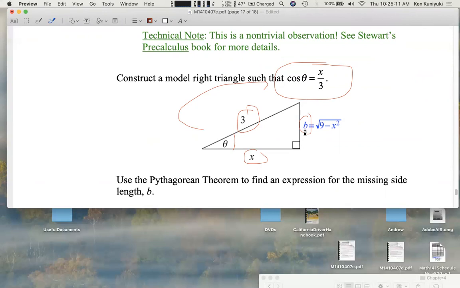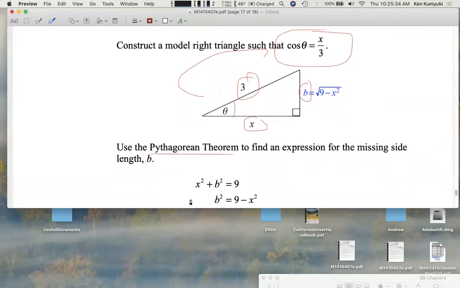I'm calling it b here. You could call it a or something else. It turns out to be the square root of 9 minus x squared. And how do we get that? Well, what theorem will relate these three expressions for the sides of this right triangle? The Pythagorean Theorem. X squared plus b squared equals 3 squared. X squared plus b squared equals 9.